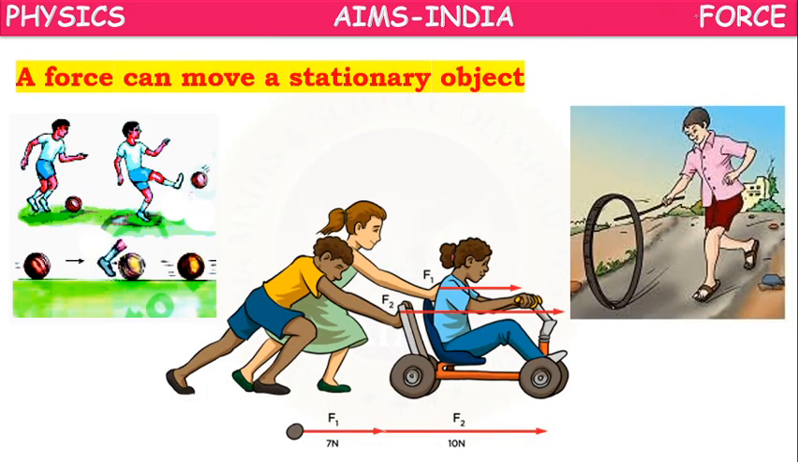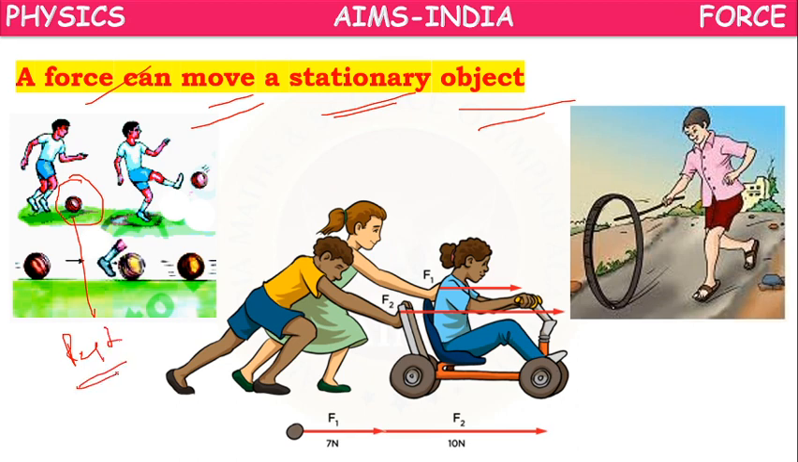So let's learn one by one in a detailed manner. A force can move a stationary object. Suppose here the ball, before being hit by the boy, the football is in rest position. By hitting the ball with the leg, because of interaction of the leg and the ball, it will start moving. So a stationary object which is under rest will start moving because of the force. Here the force is a pushing or hitting force, one kind of muscular force.